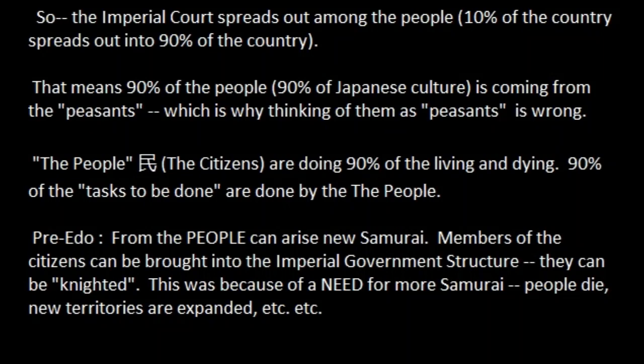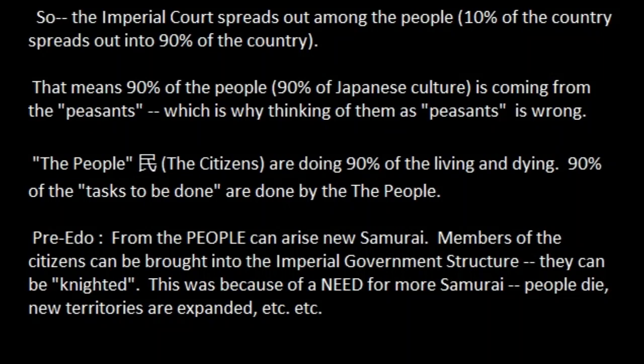That kanji you see on the screen, that means the people, the citizens, the average people, the 90% of the people doing the living and dying, right? 90% of the tasks that need to be done for the country to function as a country is done by the people, the non-government people, right?